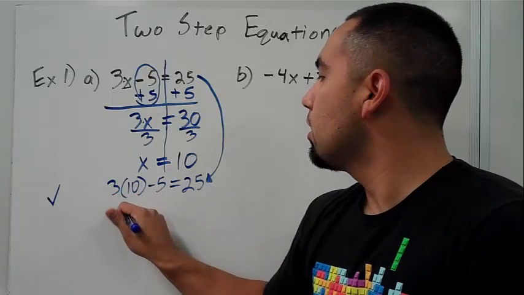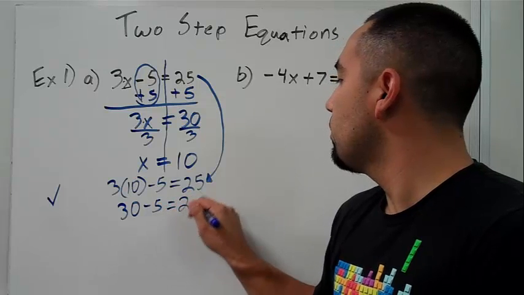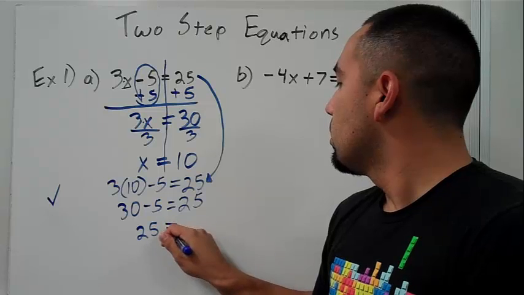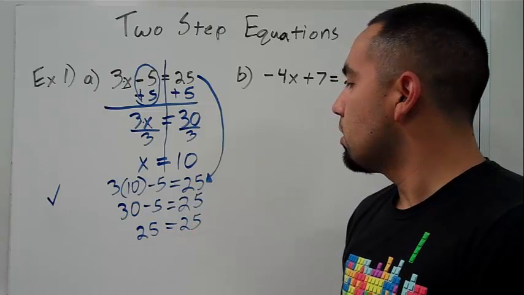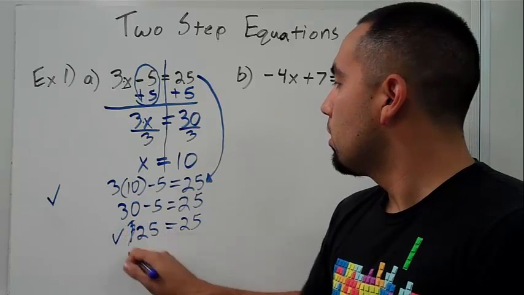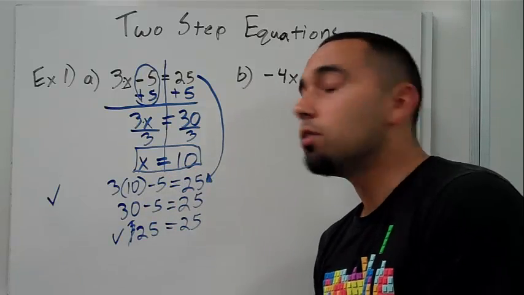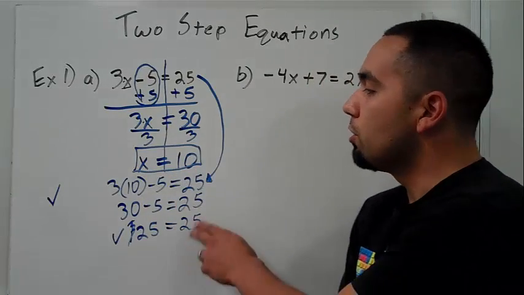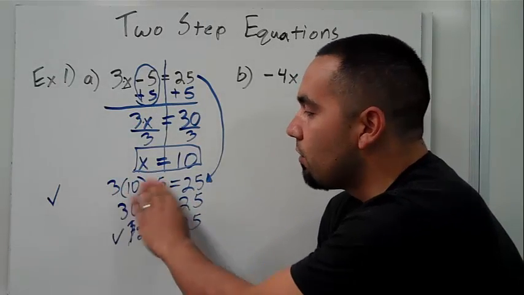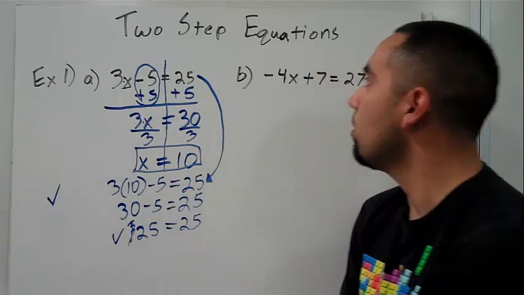So 3 times 10, we get 30 minus 5 equals 25, and 30 minus 5 is 25. Does 25 equal 25? Yes, it does. So, boom, I know I'm right. And what I meant to do was circle this one here. So yes, x does equal 10, okay? And whenever you're checking your work, you always want to just manipulate one side of the equation, okay? Because now you have nothing but numbers. There's no reason to move numbers from one side to the other, okay?